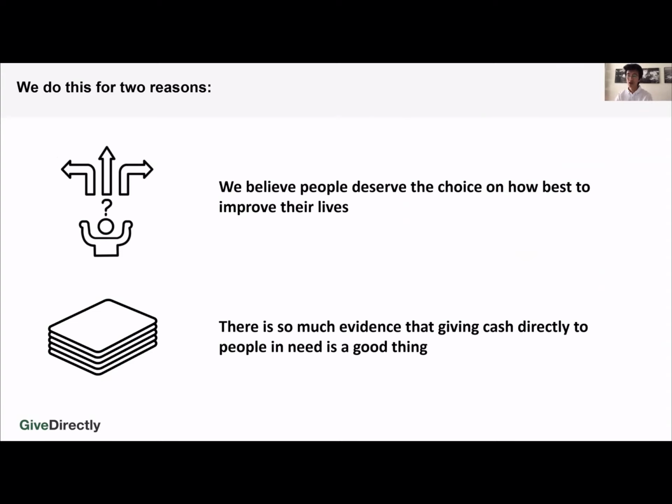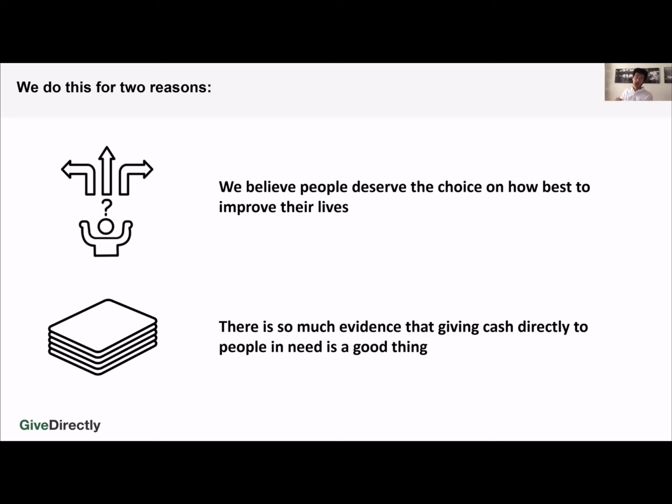And we deliver cash for two reasons. One is that we believe that people deserve the choice on how best to improve their lives, and cash enables their choice. Cash gives you the flexibility to figure out if, hey, today I should spend money on food for my family, or I should spend money on childcare because I need to go back to work, or I should spend money on a health aid for my parent because they need that care.